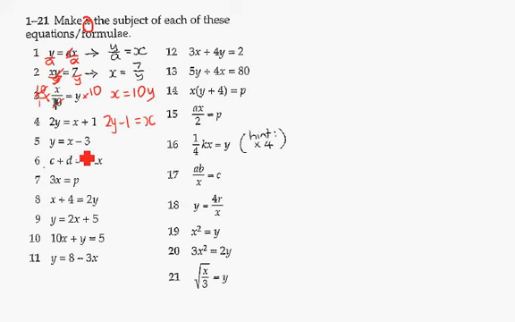Number 5 is quite easy as well. You see we're subtracting 3. The opposite of minus 3, the opposite operation, is to add 3. So x must equal the same as y plus 3.